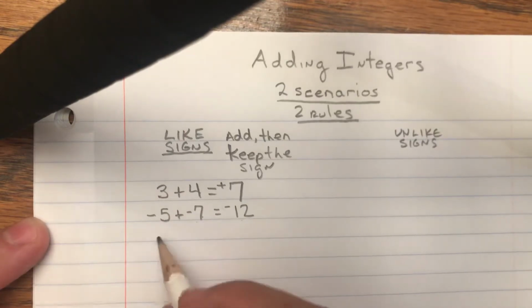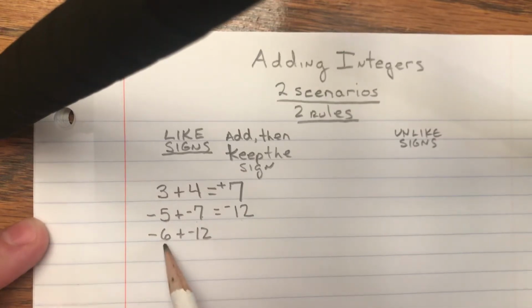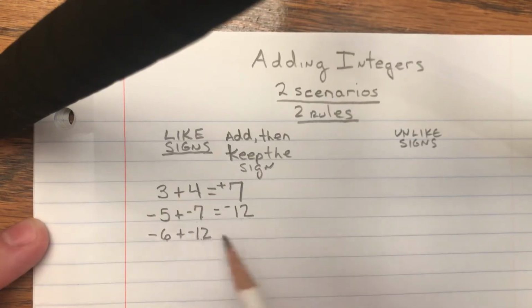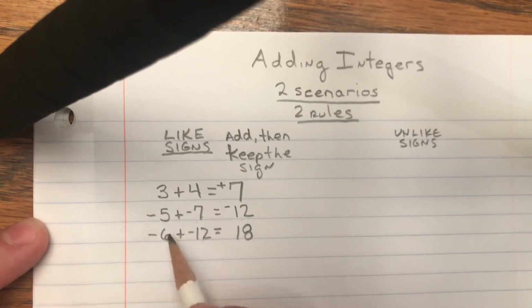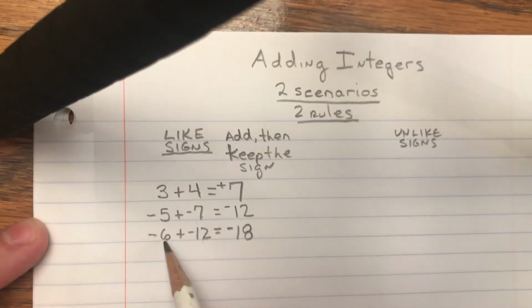Okay, I'll give you one more example. -6 plus -12. Let's say it was -6 degrees out, and then the temperature went down 12 degrees. Okay? All right, well, if I'm following my rule, that's 6 plus 12 is 18, and I'm going to keep the sign because they are both the same sign. So negative, they're both negative, so this is going to be -18. And that makes sense because if it's -6 out and it goes down 12 degrees, then it would be -18 degrees out.